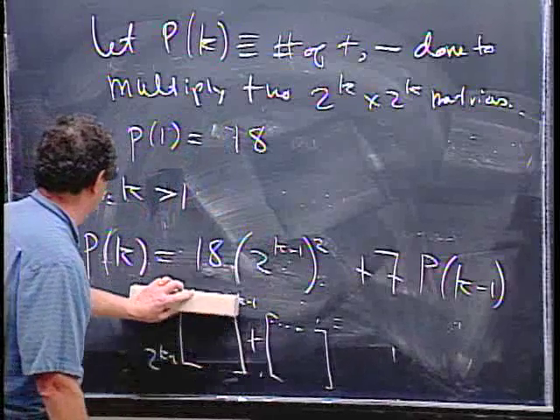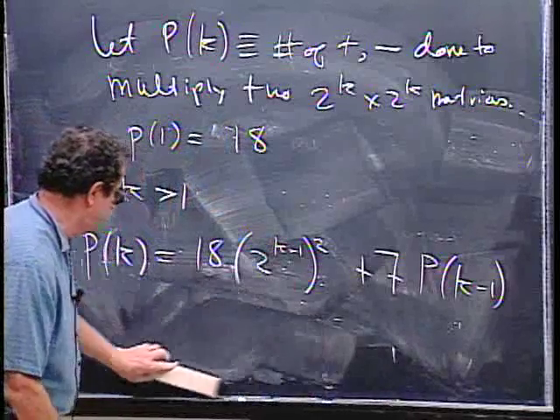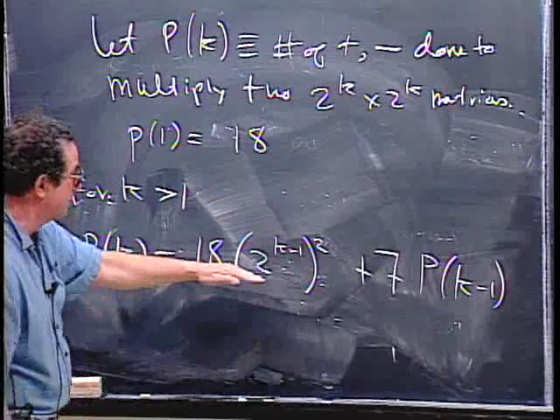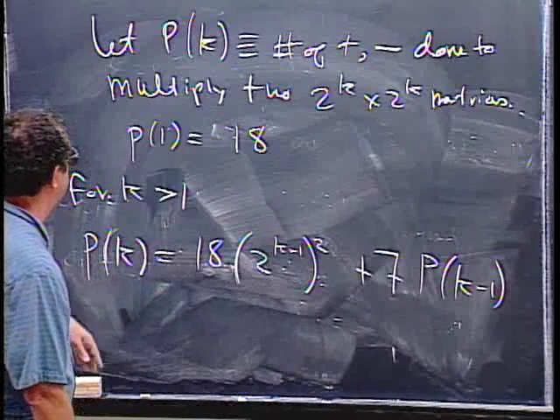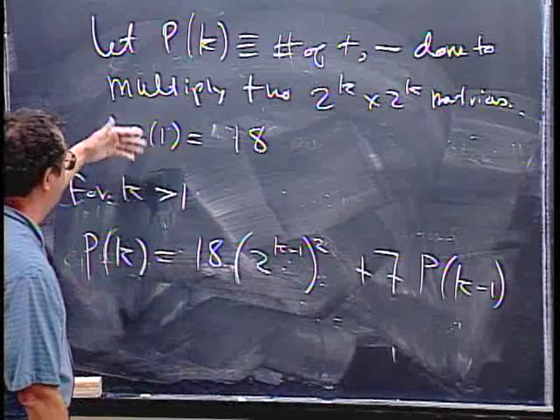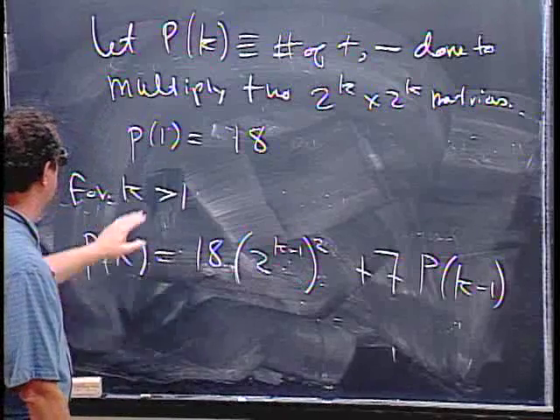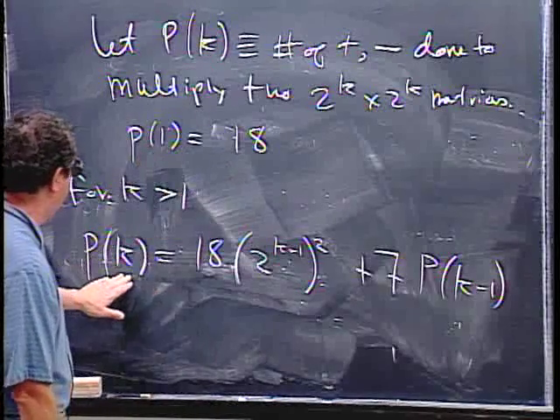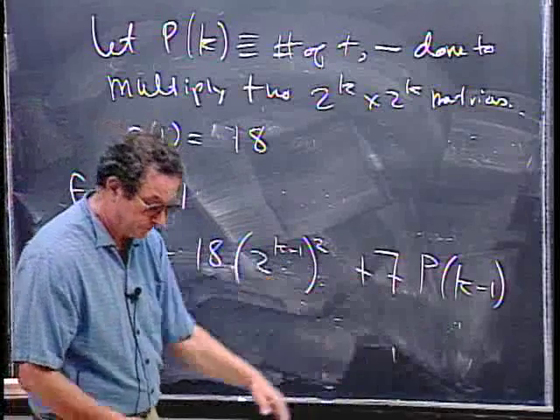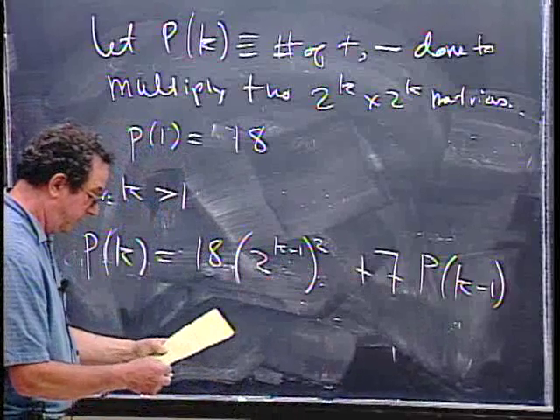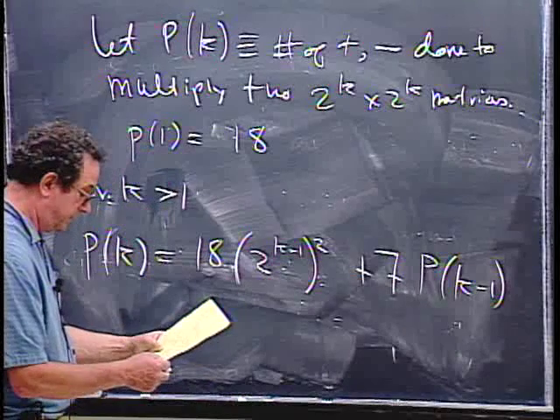So this is the recurrence that's relevant to understand how many additions are done. P1 is equal to 18. Pk is equal to this. Okay, now how do we solve this?